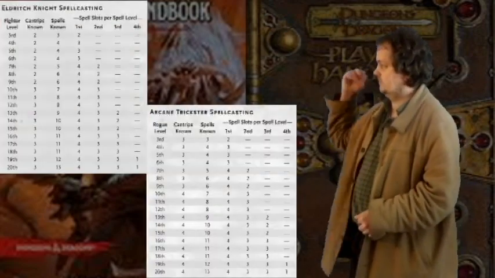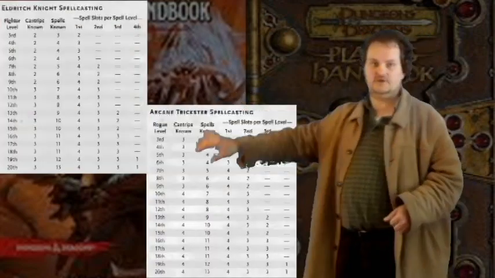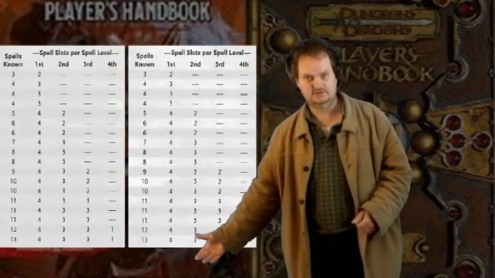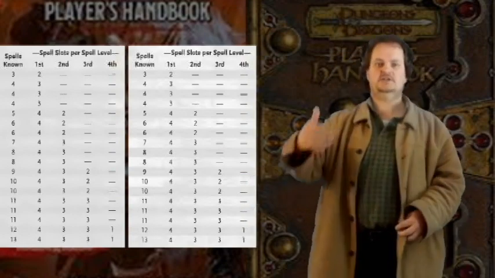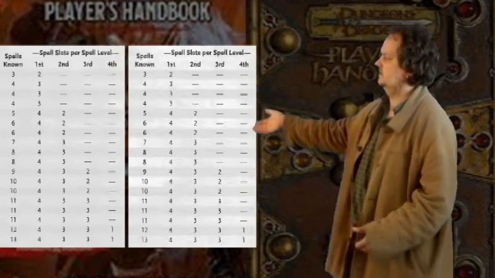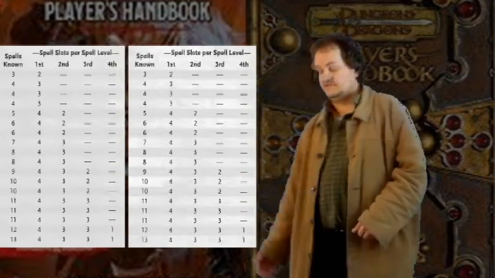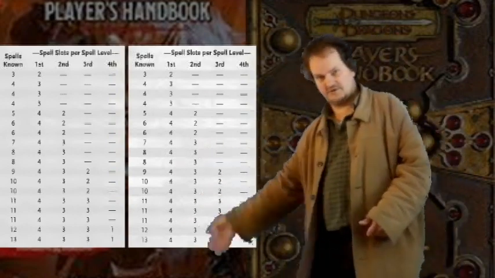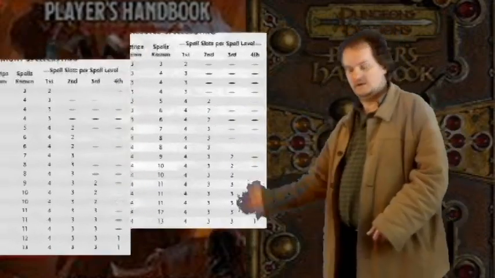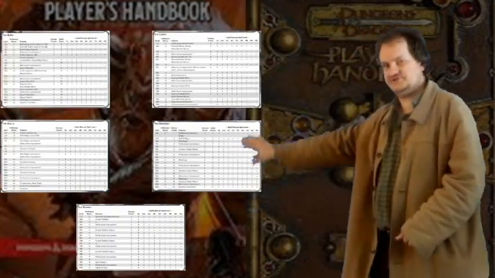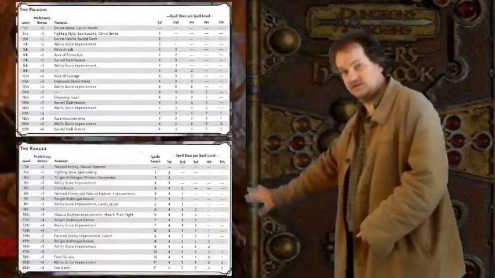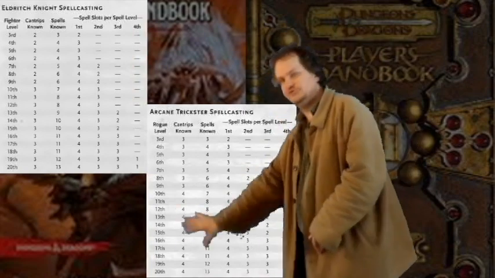You also have the subclass casters of the Eldritch Knight and the Arcane Trickster, and they, again, share spell slot tables. They have the exact same thing. They start getting first level spell slots when they get their subclass at level 3. These guys can never cast higher than level 4, and it goes down to a 4, 3, 3, 1. Again, uniform. Full casters all use the same thing. Half casters all use the same thing. Subclass casters all use the same table.